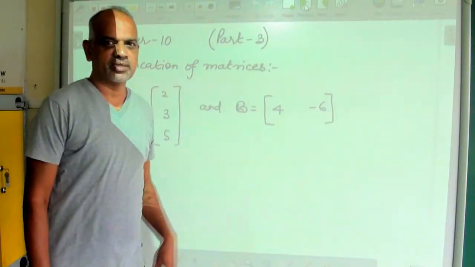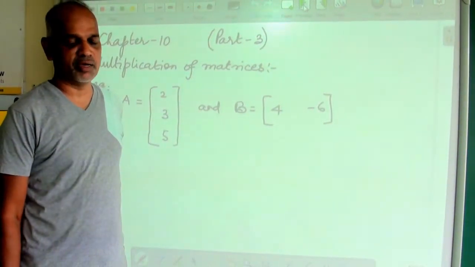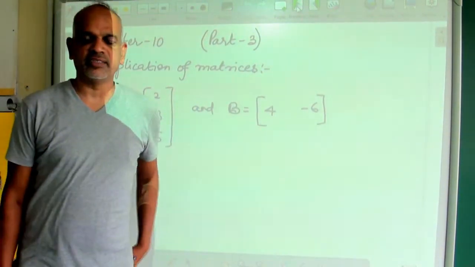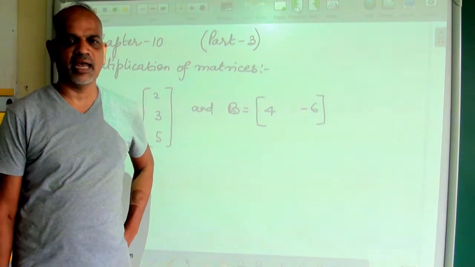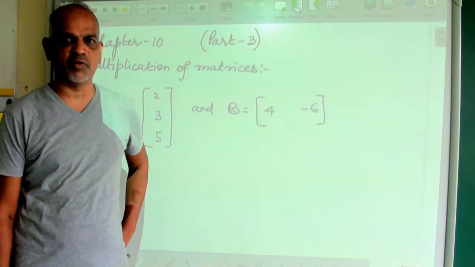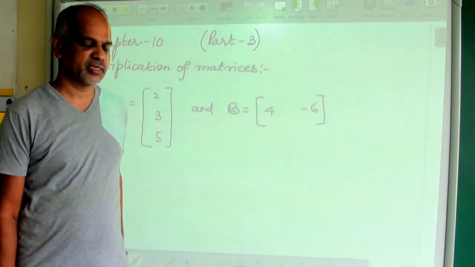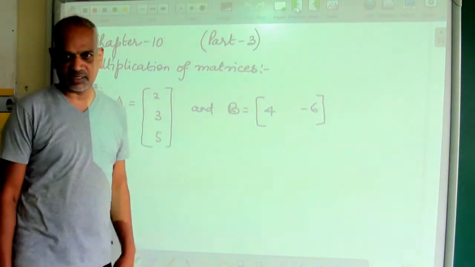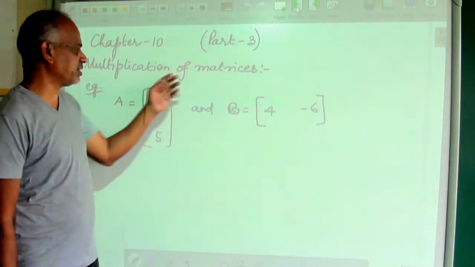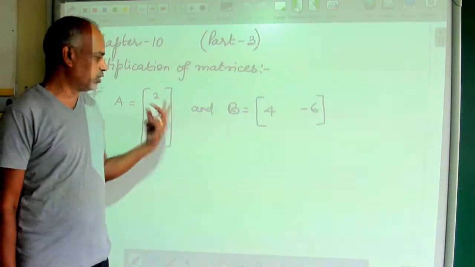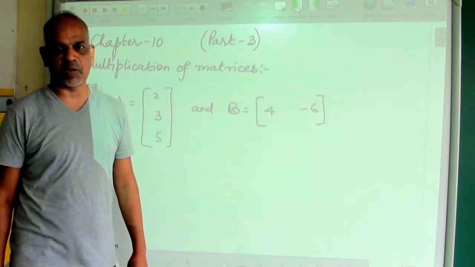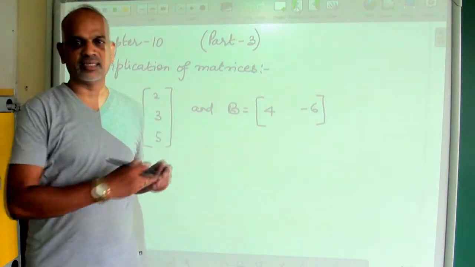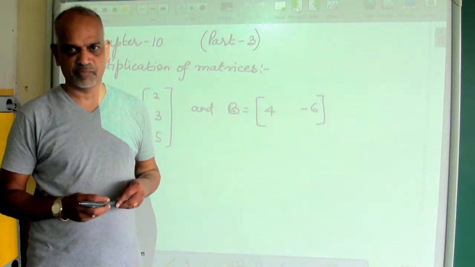This is the third part on the chapter on matrices. We had already seen addition and subtraction of matrices and also multiplication of a scalar quantity with a matrix. Now you are going to see how to multiply two matrices. So, multiplication of matrices. Two different matrices you are going to take and multiply. Multiplication is not as easy as addition or subtraction.